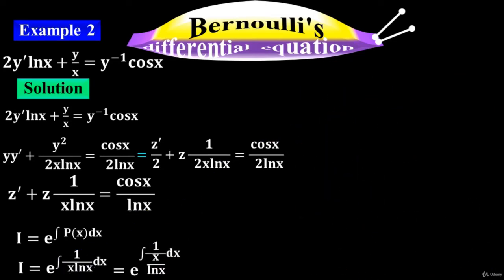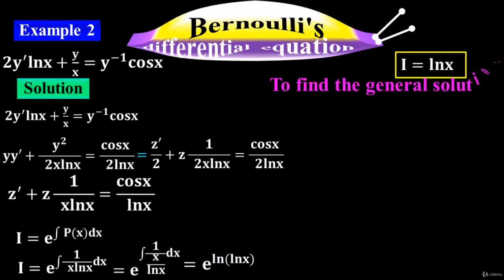e to the integral of 1 over x divided by natural log x equals e to the natural log of natural log x. There is a simple logarithmic rule. This base e will cancel with the natural log, and we're only left with natural log x. So here is the final value for the integrating factor: I equals natural log x.